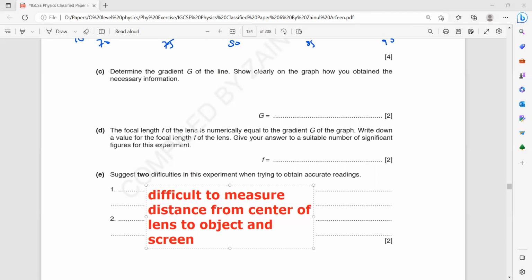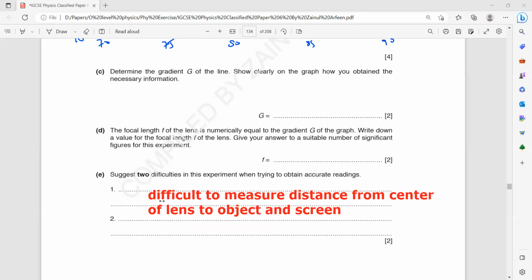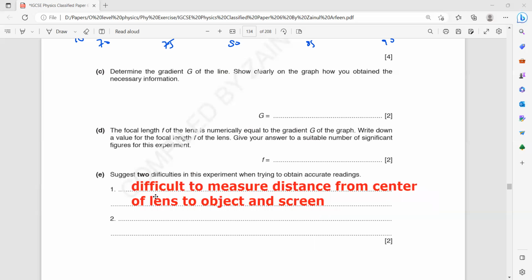This is one of the difficulties. Maybe the room is bright, or third, it is difficult to get a sharp image on the screen. It does not give a very sharp image. That's also another difficulty.